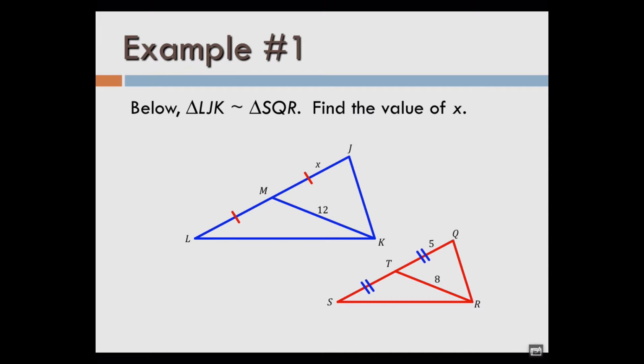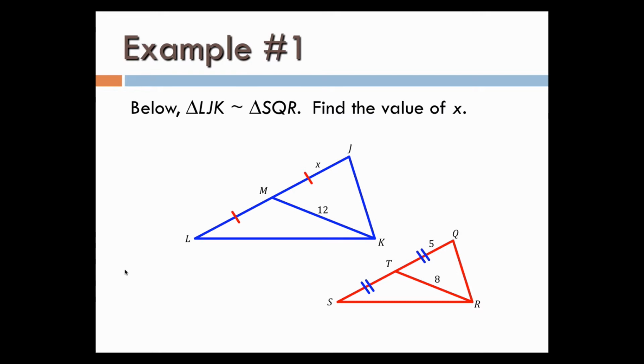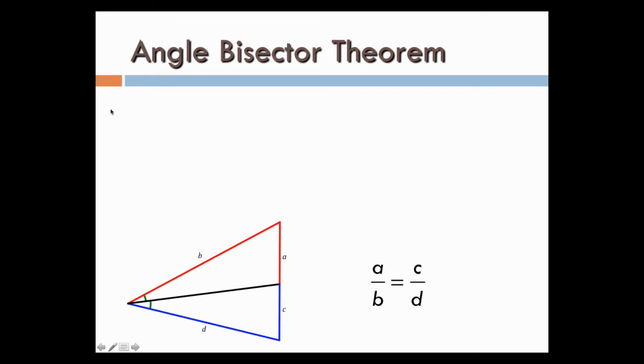Here's our one theorem for the day. It is called the angle bisector theorem. So I took a triangle and I drew in the angle bisector. How do I know that's the angle bisector? Because I got these two little tick marks down here that show you that the angles are the same. So the black segment is the angle bisector.